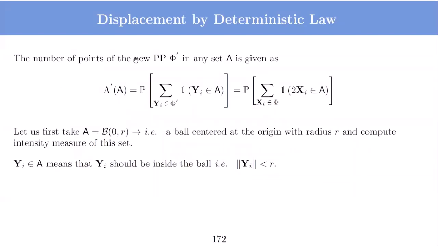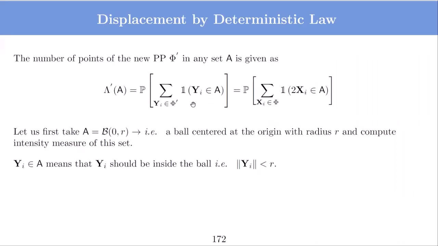The number of points of the new point process in any set A is given as follows. To compute the expectation measure of the new point process of set A, you take the summation of the indicator that yi belongs to A. You go to each point of phi dash and ask, are you in A? Then you take the summation and compute the expectation of it.